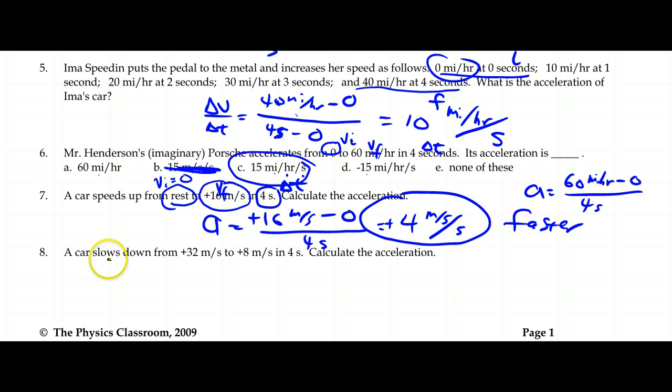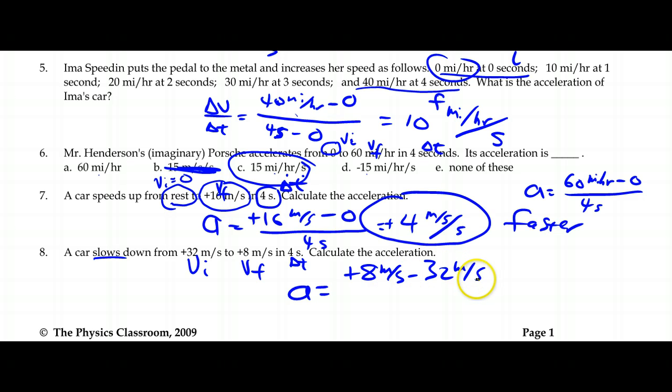Okay, our next one tells us we're going to slow down from 32 to 8. So this is actually VI, that's how fast we were going. This is VF, this is our delta t. So our acceleration is positive 8 meters per second minus 32 meters per second. Now notice these are both in meters per second, so we can subtract them. If their units didn't match, we wouldn't be able to subtract them. So make sure your units match. Divided by 4 seconds.